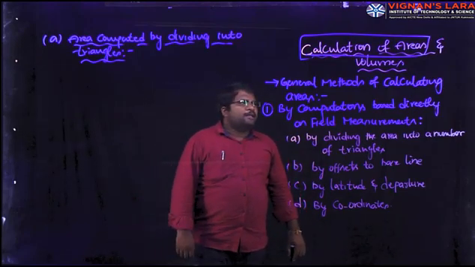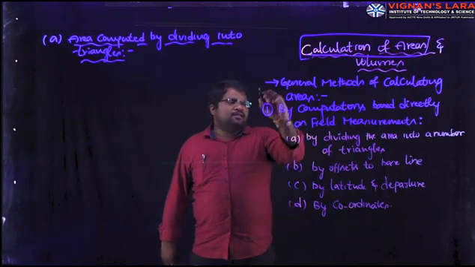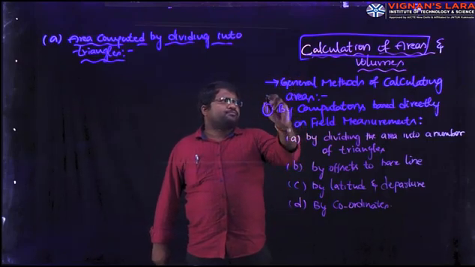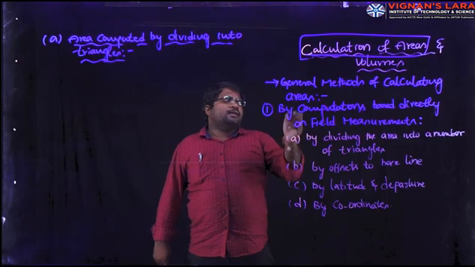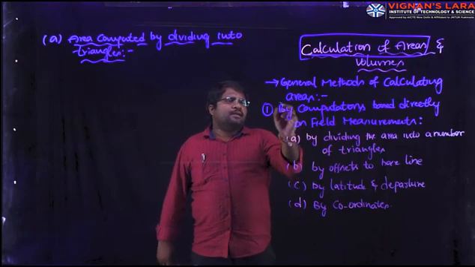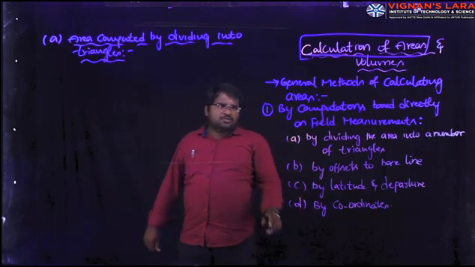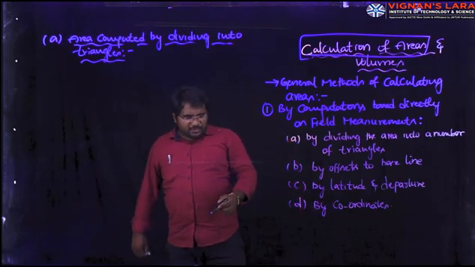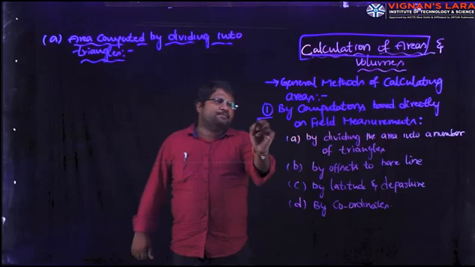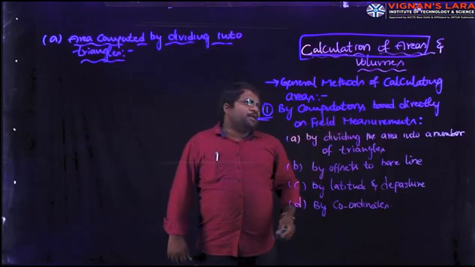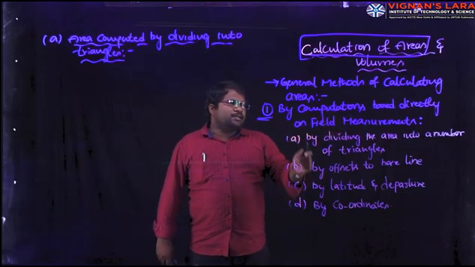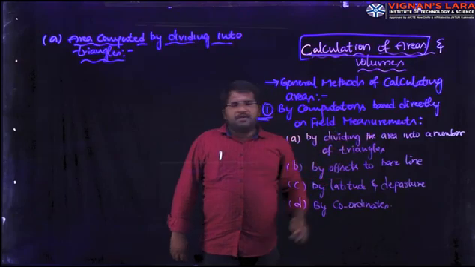Normally the calculation of areas can be done by two main general methods, so in total we are having three. The first is by computation based directly on the field measurements.